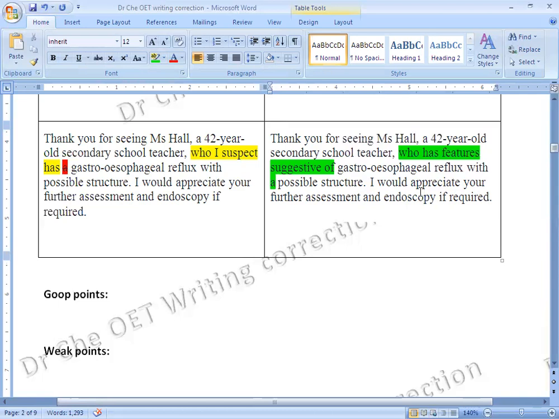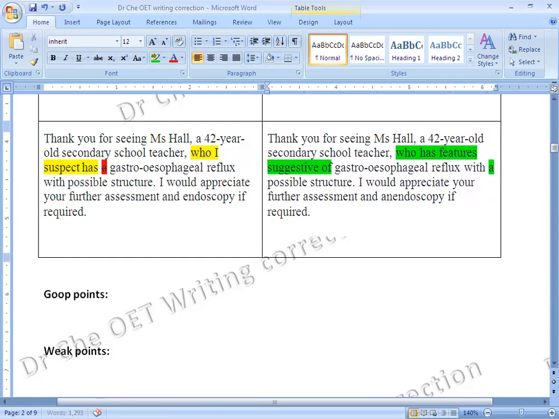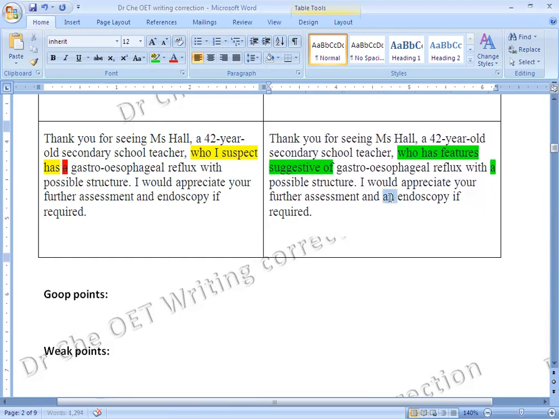We use article or not with endoscopy? So yes, we should use article. And I would appreciate your further assessment and an endoscopy if required. So it is something extra. You can use a comma here just to make this extra thing a little bit separate.